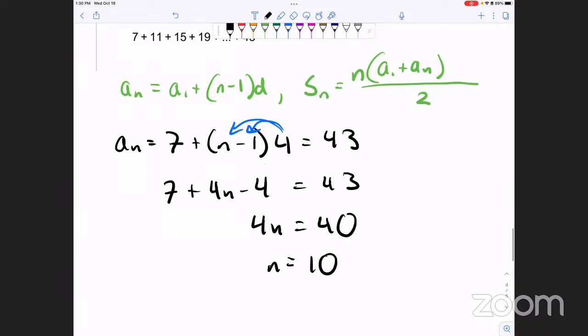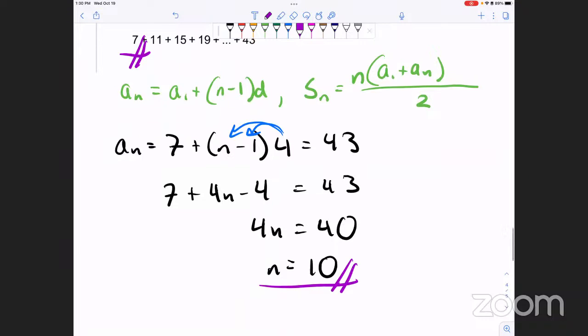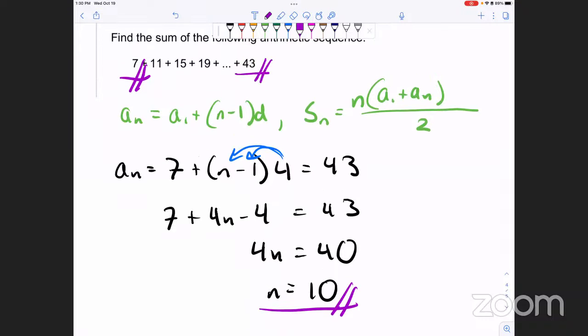So we have n. Let me highlight the key information. Let's do this color. All right. So we found that n is 10. Our a1, we can highlight it here, is 7. a sub n, the nth term, is 43. So that's this guy here. I think we have everything that we need to answer the question.